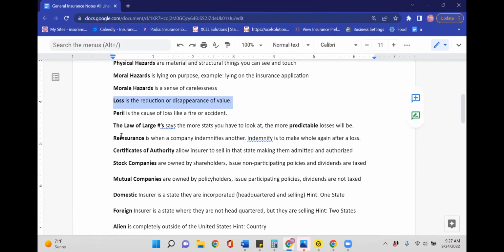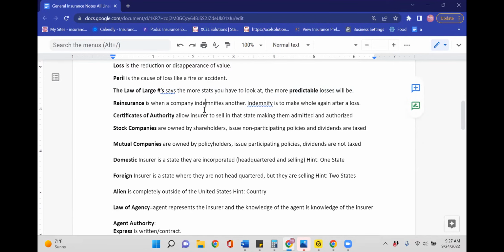Okay. We talked about the law of large numbers. The more data you have, the more stats you have, the more predictable actual losses will be.